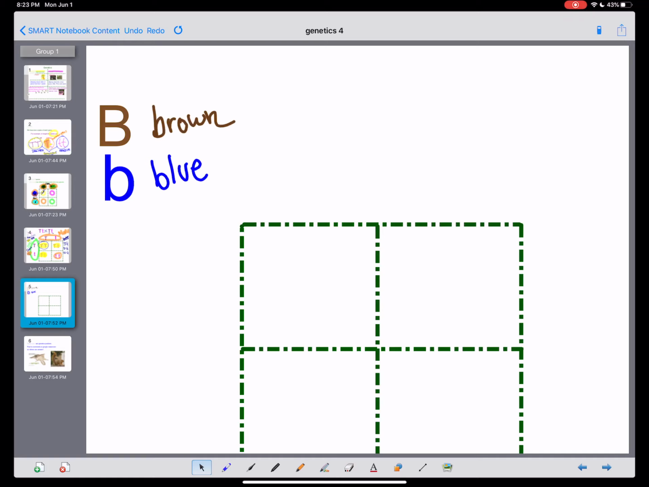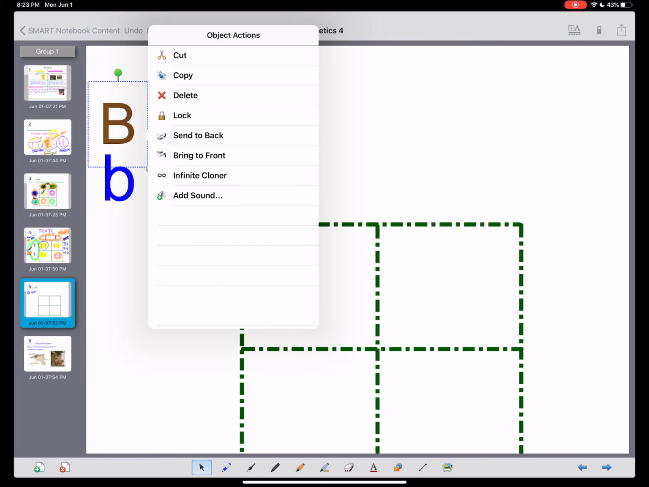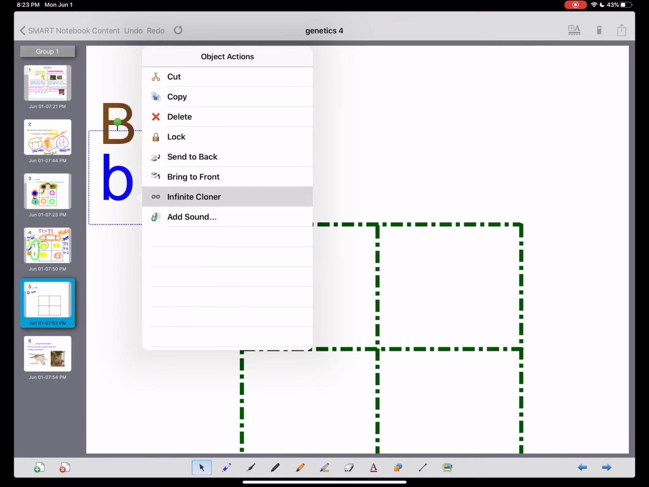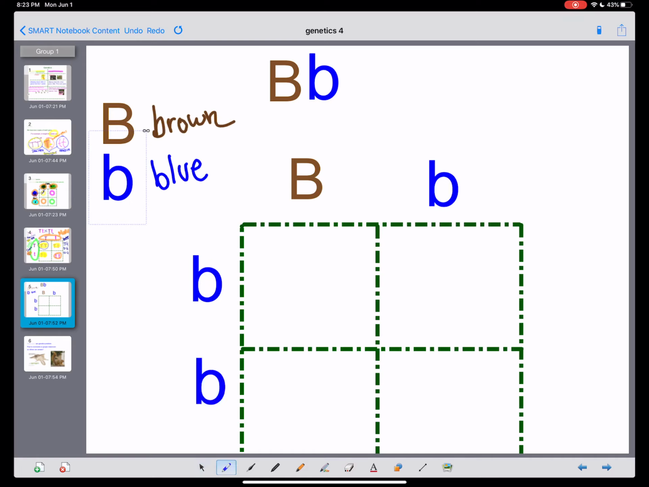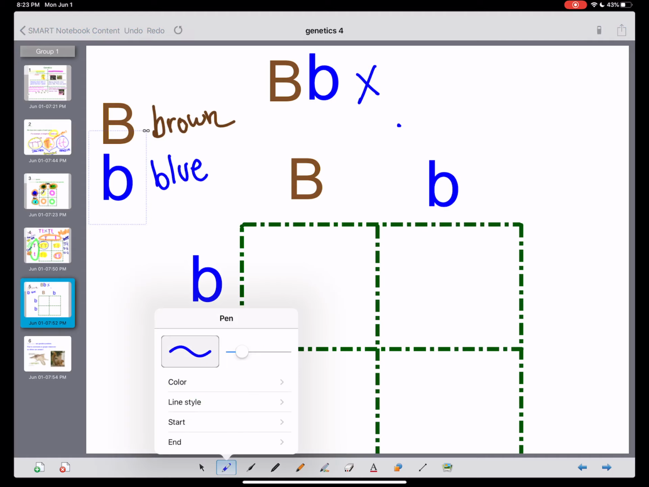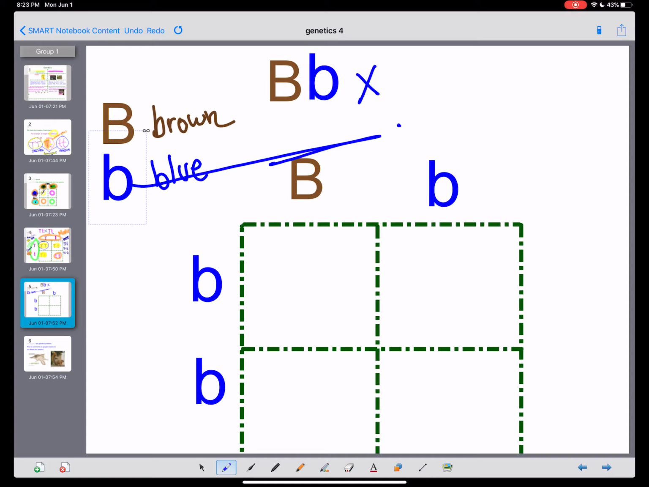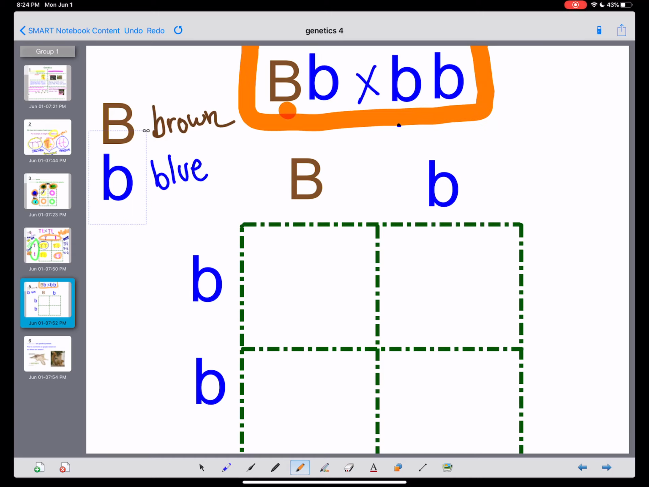All right, so this time we're going to say that the first parent has one dominant and 1 recessive allele. So the first parent is heterozygous. They have 1 of each allele. And the second parent is going to be what we call homozygous recessive, because they have 2 of the same copy of the gene, homozygous, and it's recessive. So we would write this problem as capital B lowercase b times lowercase b lowercase b, or dominant recessive times recessive recessive.